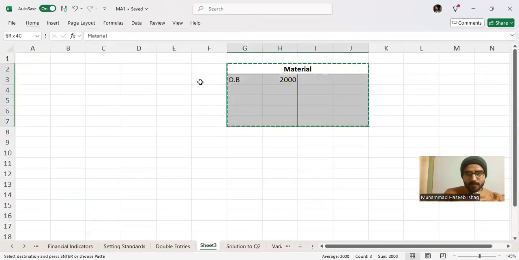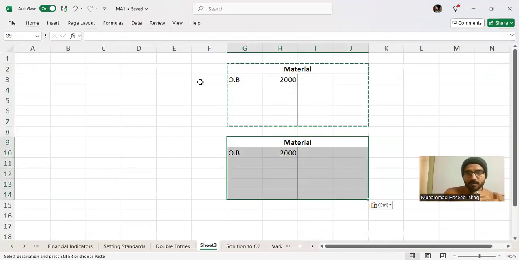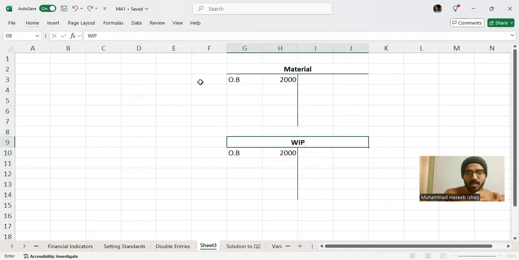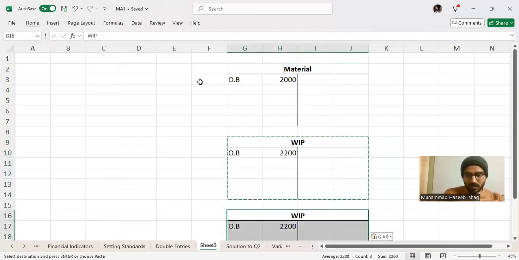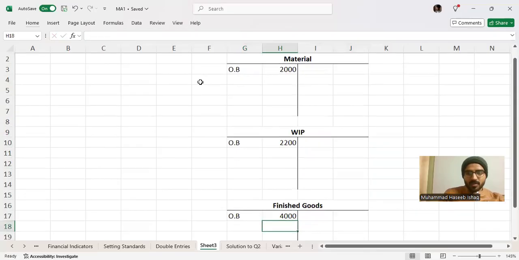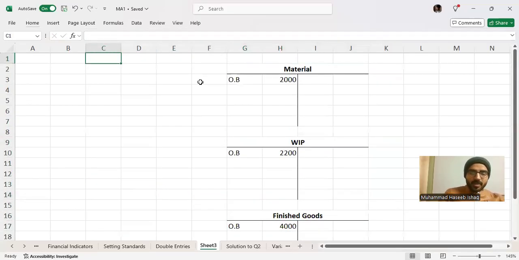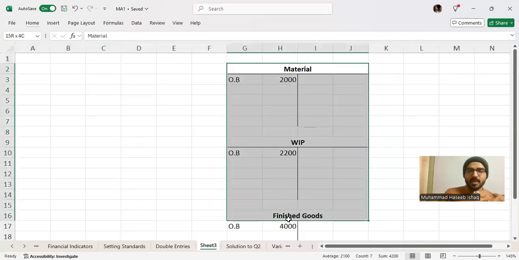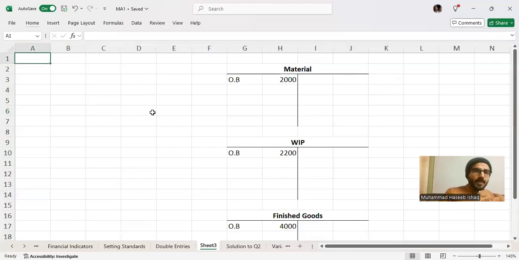We have to make that also. So on the work in progress account, or I can write it as WIP, the opening balance is 2200. And then we have the finished goods account, and for it, the opening balance is $4,000. So we will be doing the double entry, and we will be updating these T accounts as we are doing the question. So let's first start with the first transaction.